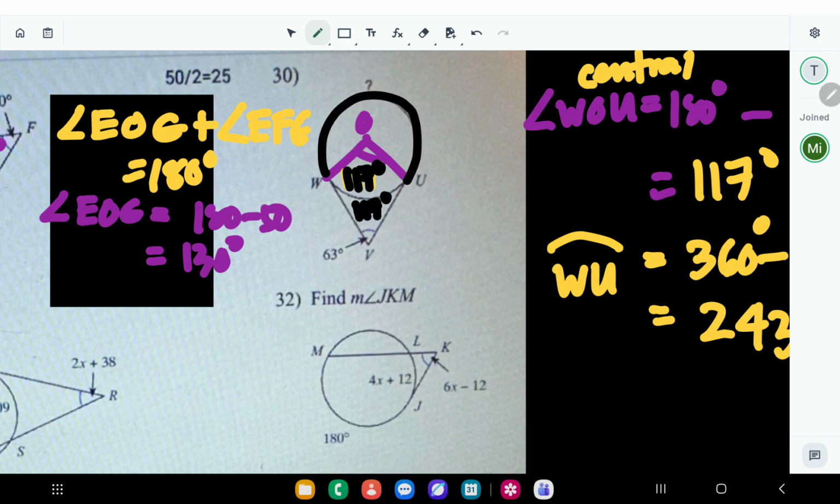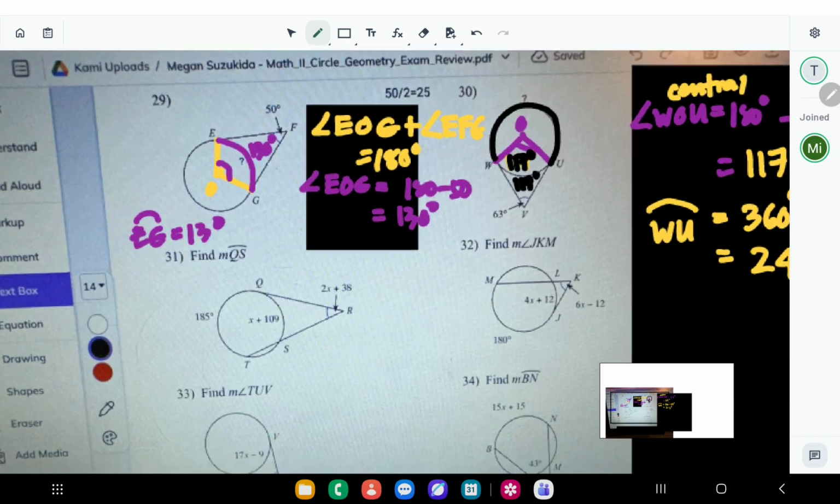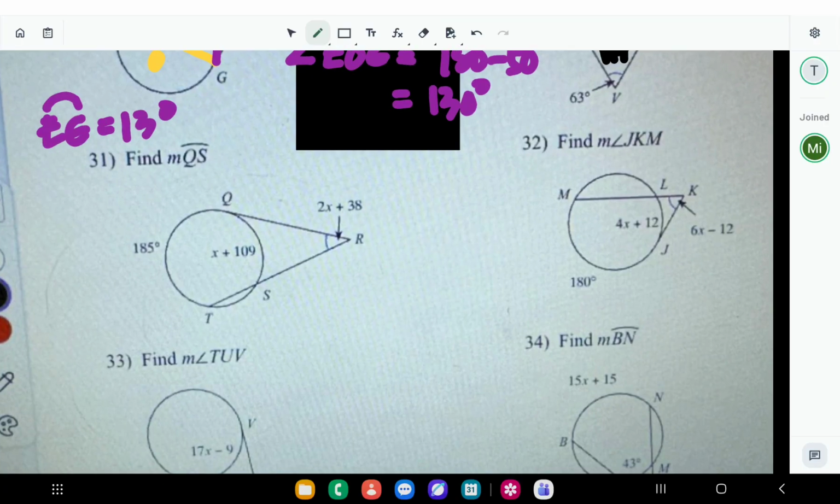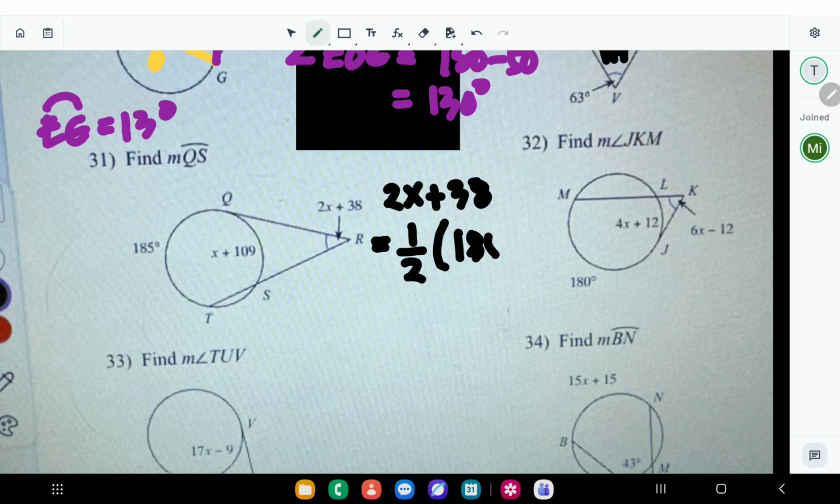You got that? You understand that? All right. So the next one, that is secant and... yeah. So exterior angle. Oh, what did you say? 2x plus 38 equals 1/2 of the major arc. The major arc is 185 degrees minus the minor arc, which is x plus 109.